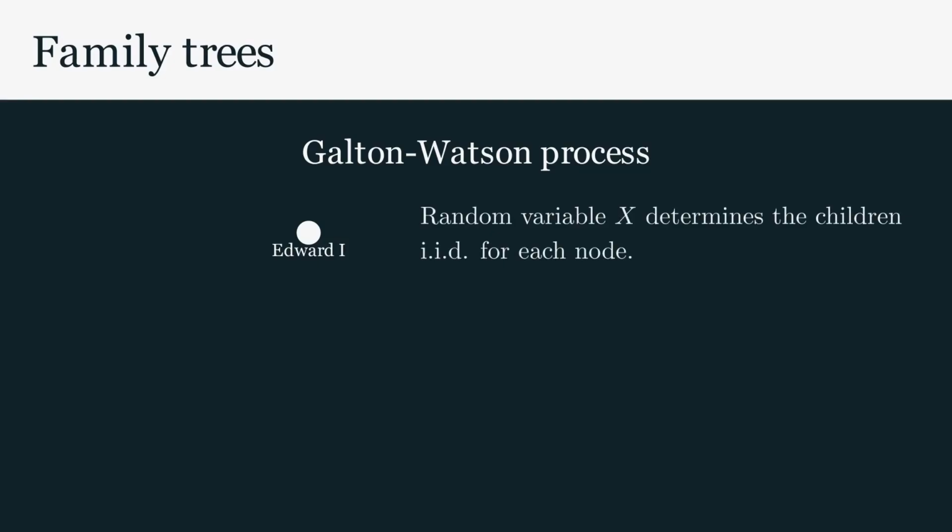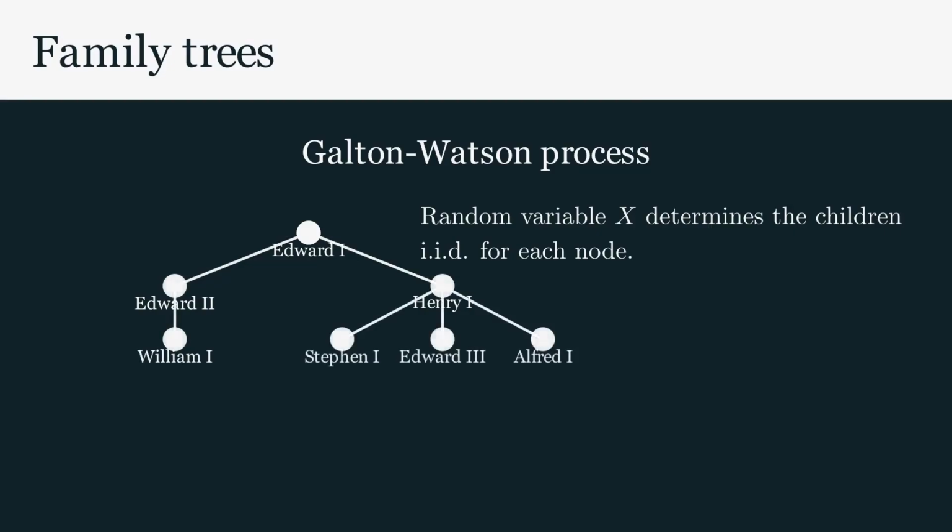That means that each node has the same probability of getting a certain number of children, regardless of what happens in the rest of the family tree. If we start with Edward, we sample this X to get 2 children. And now, for each of these children, we will again independently and identically sample new children. So Edward gets 1 child, Henry gets 3. We continue like this for all nodes, and what might happen is that we just get 1 more child in this tree and then it dies out.